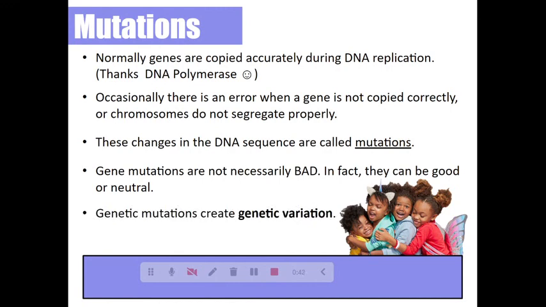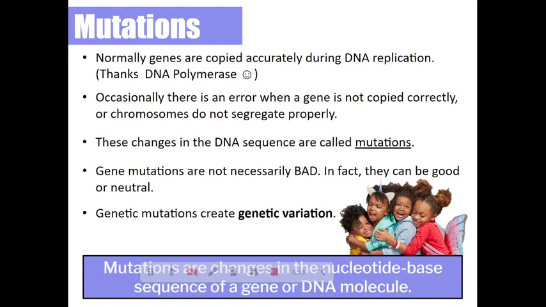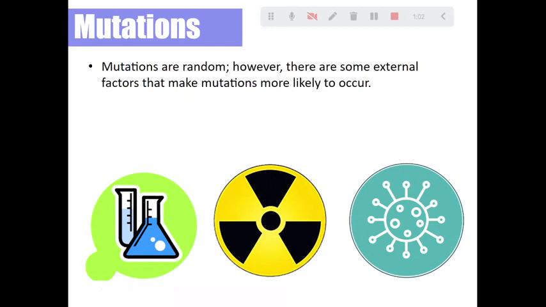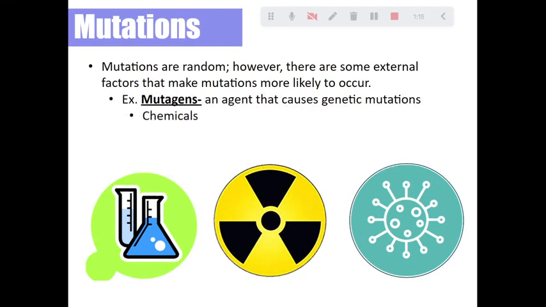Genetic mutations create genetic variation. Mutations are just changes in the nucleotide base sequence of a gene or DNA molecule. All right. Mutations are random. However, there are some external factors that can make mutations more likely to occur. Examples are mutagens, which are agents that cause genetic mutations, such as chemicals, radiation, and infectious agents.